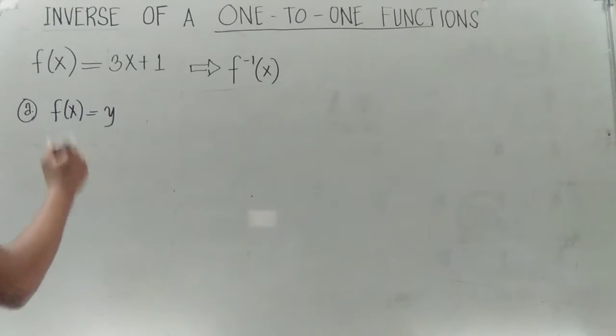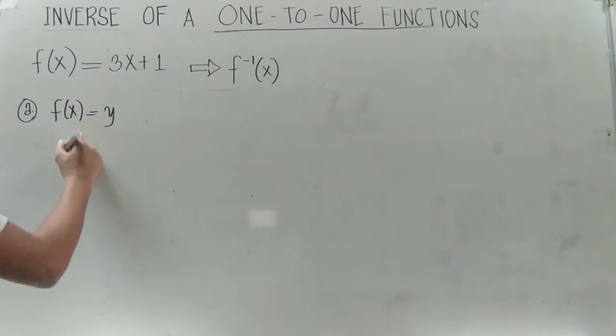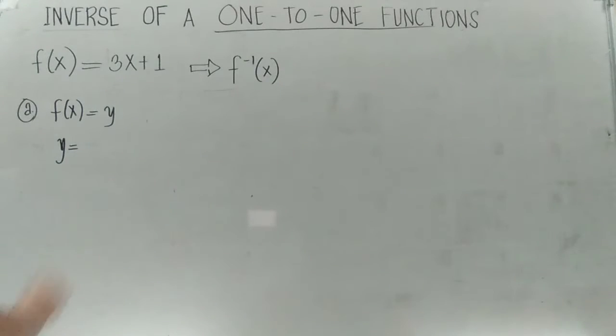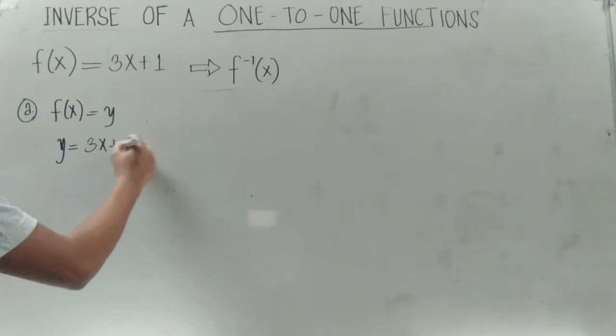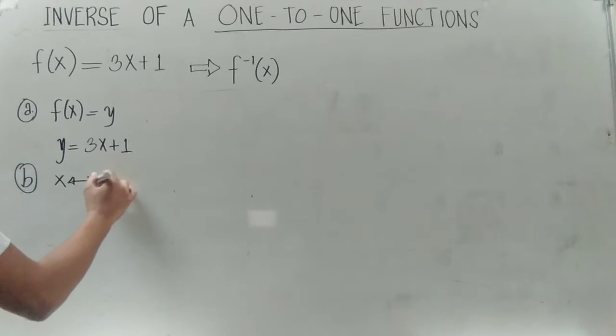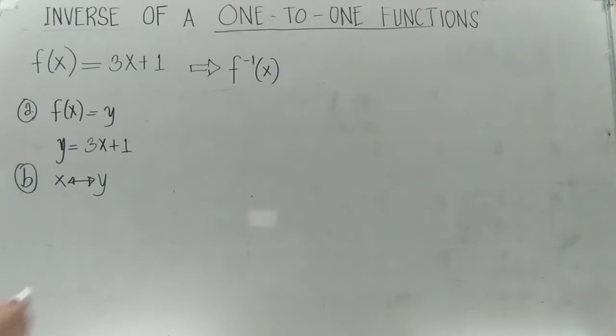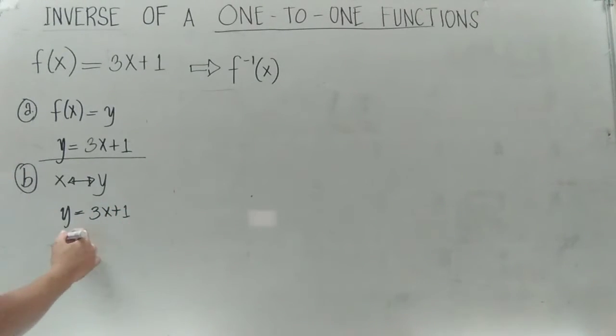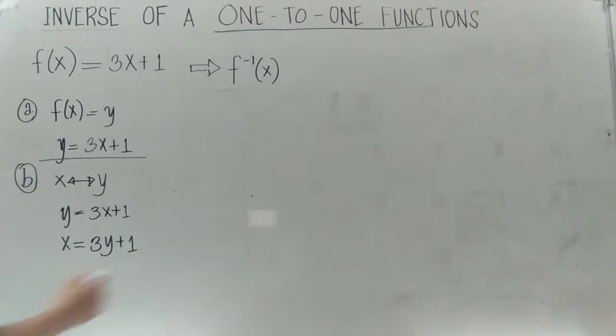Okay? So it means that f of x is equal to y, therefore y is equal to 3x plus 1. Okay, so easy. Then your next step is to interchange x and y values. So we have y equals 3x plus 1. So interchanging, we have x equals 3y plus 1.